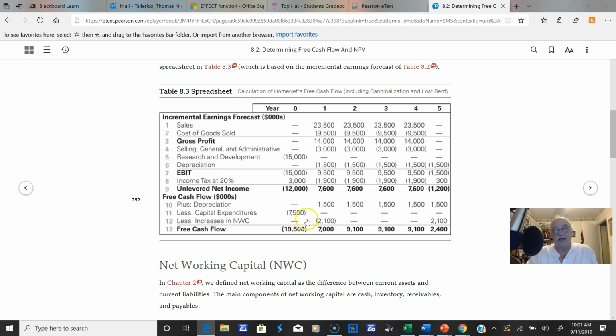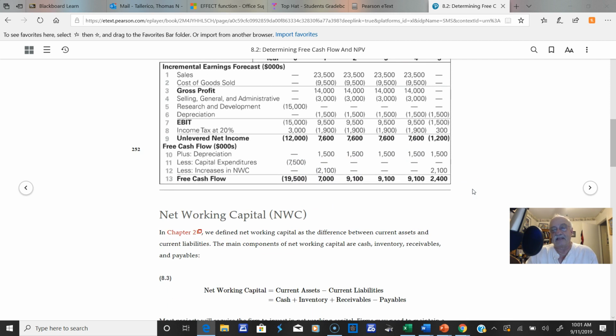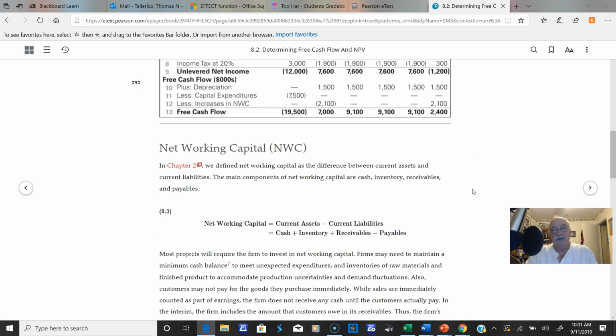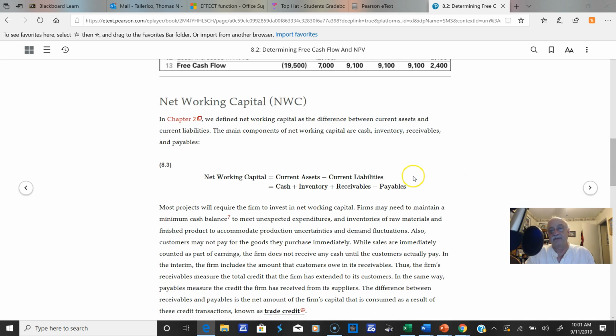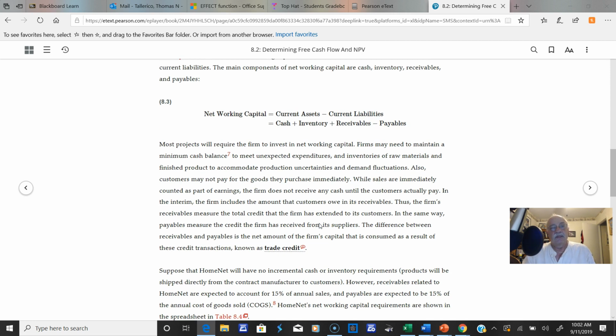And basically there's an increase in net working capital. Net working capital is the money involved in basically taking care of this project, okay? So net working capital is very important. Now net working capital is simply the current assets on the balance sheet minus the current liabilities, okay? So if I break that down, the current assets includes cash, inventory, receivables, and the current liabilities, payables. So it's important to understand the purpose of net working capital.